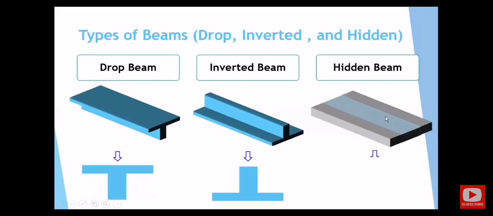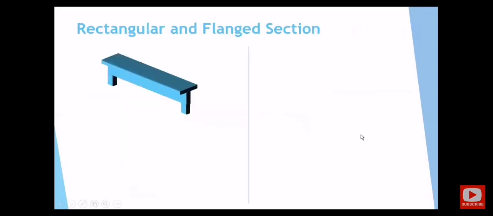A third type is called hidden beams. For hidden beams, you may use a beam with the same thickness as the slab. You have a slab thickness here, and you have a beam with the same thickness or a little bit bigger. In this case, we call it a hidden beam because once you make the concrete casting, you will not be able to see it. Usually this type of hidden beam would be a wide beam and requires a lot of reinforcement because of the small thickness that it has. So you have drop beams, inverted beams, and also hidden beams.